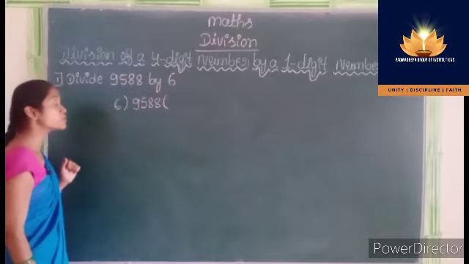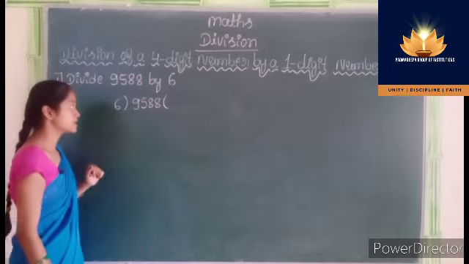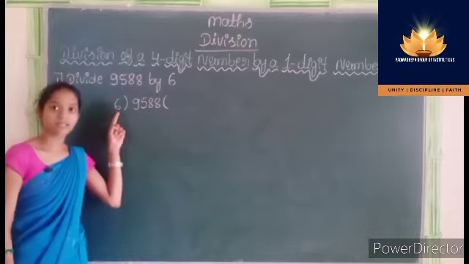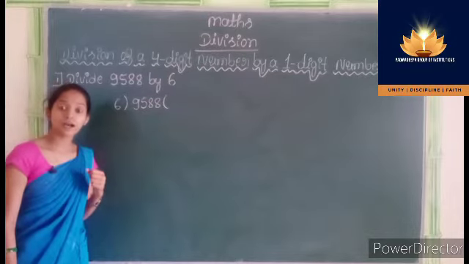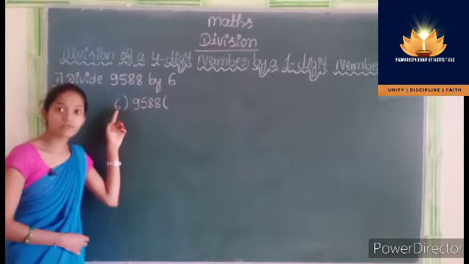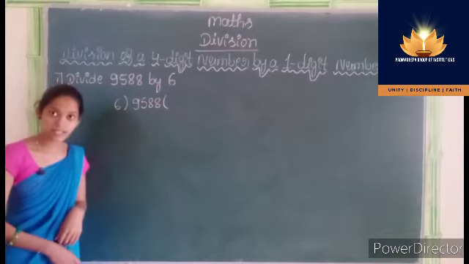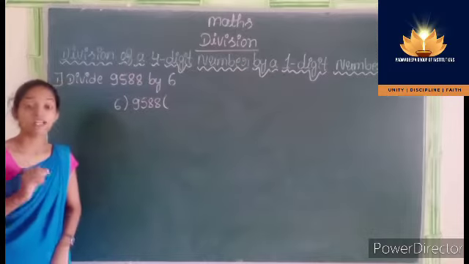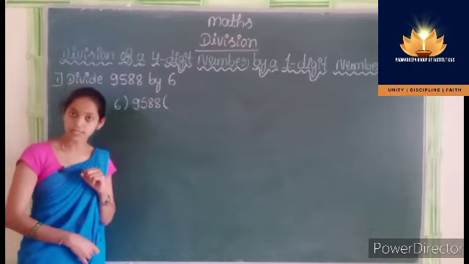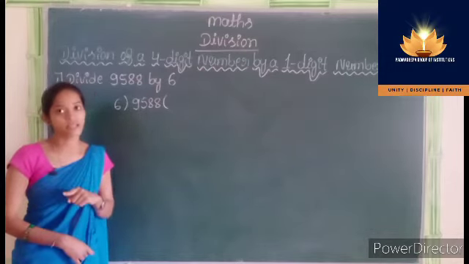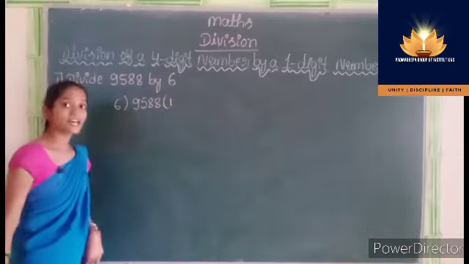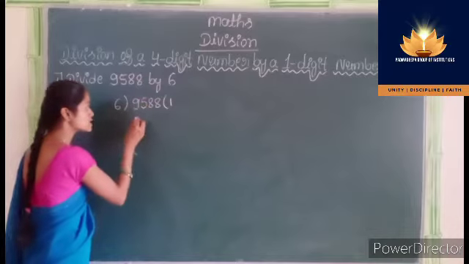Consider the leftmost digit of the dividend, that is 9. Now compare 9 to this 6. Now find out which number is less than or equal to this 9 in the table of 6. 6 ones are 6, 6 twos are 12. 12 is greater than this 9. That's why we have to consider 6 ones are 6. 1 should be written in quotient place, then write 6 below this 9.